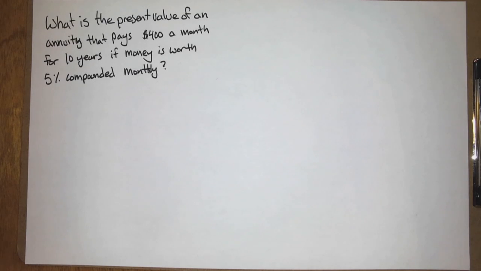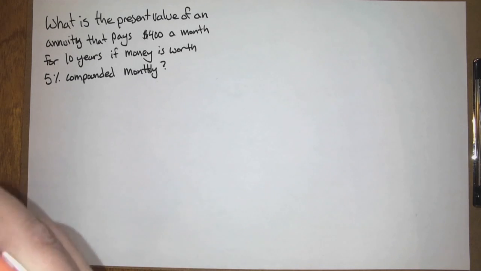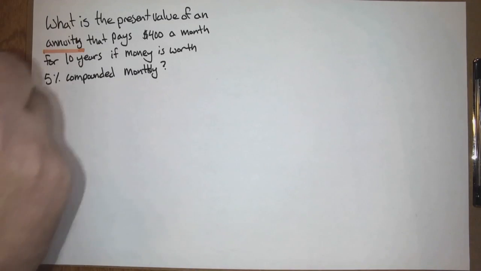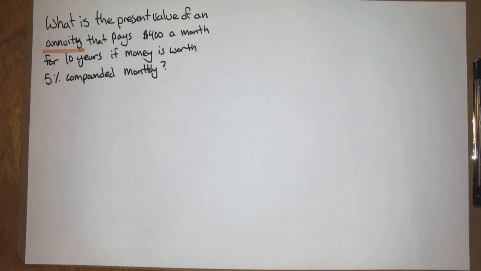But okay. One of the things you want to be able to do is distinguish present value versus future value when it comes to annuities. We know it's an annuity problem because they say annuity. We know it's a present value problem. What's the clue that gives it away?